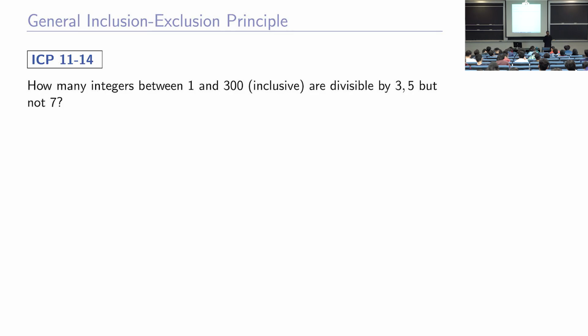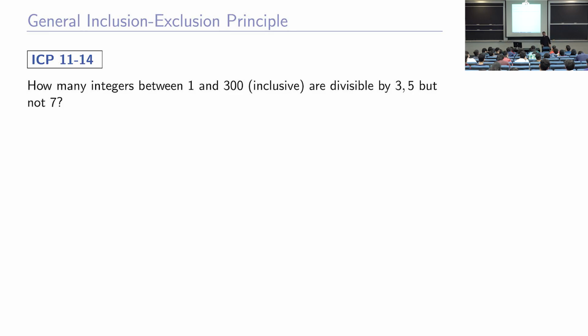How many sets would we need to define to apply inclusion-exclusion? 7. Which sets? 7 sets? 3 sets. Which 3 sets? 1 for 3, 1 for 5, 1 for 7. 1 set for 3, another for 5. So what should be the name?